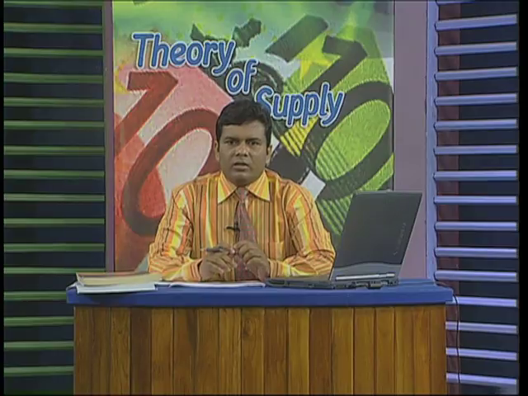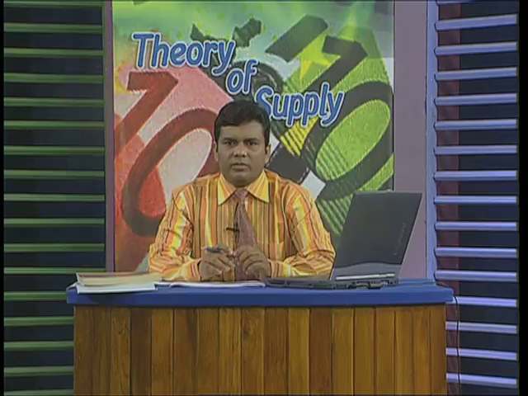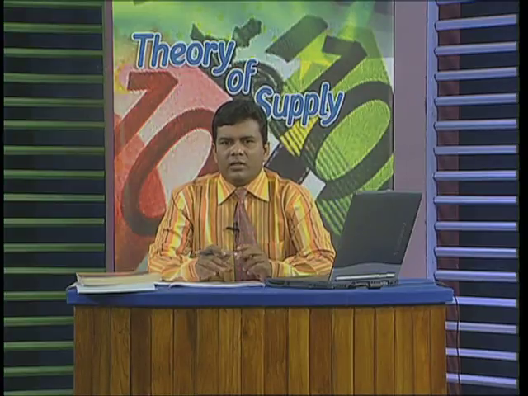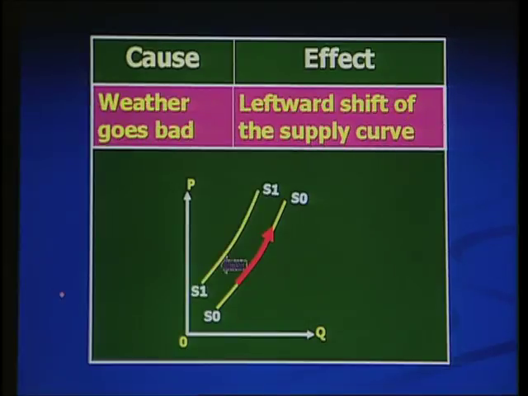We saw how the supply curve is derived, we saw the movement along the supply curve, and we saw the shift of the supply curve, rightward shift or leftward shift. Now, let us see some cases of the movement along the supply curve and the shift of the supply curve. We can see when the commodity's own price goes up, there is a movement along the supply curve. That means we remain on the same supply curve. And when the weather goes bad, we see the leftward shift of the supply curve.